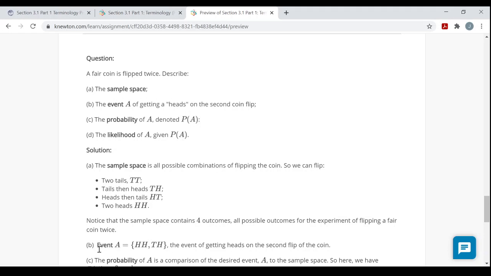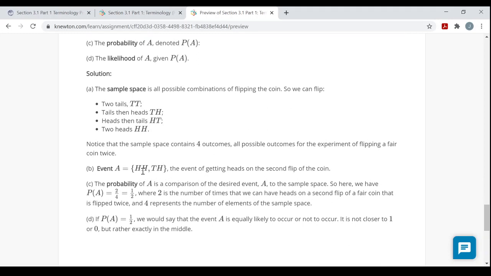So you see down here, event A, the event of getting heads on the second flip of the coin, is this collection with just heads, heads, and then tails, heads. See, there's a heads on the second flip. And that's it, just those 2. All right, then what would be the probability of event A, the P of A here?